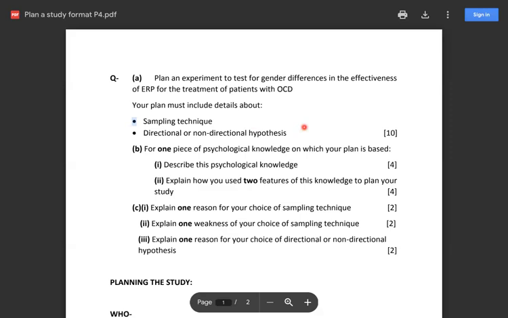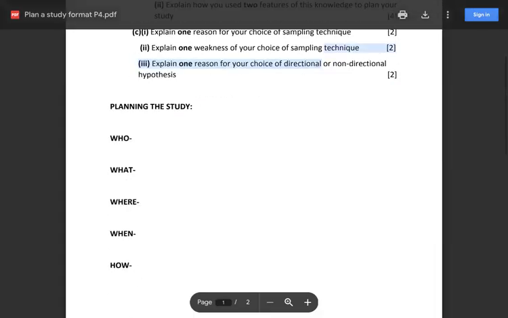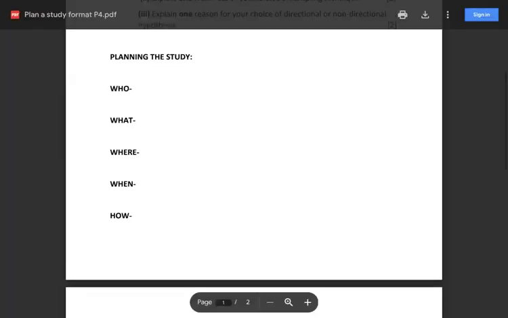Now let's take a look at the key points that we need to include when planning our answer. I have a video on this for the AS paper, and it's pretty much the same, so I'll go over it again for those of you who haven't seen that video. There are 5 things we need to include in our answer: who, what, where, when, and how. Now, who refers to the participants of our study.